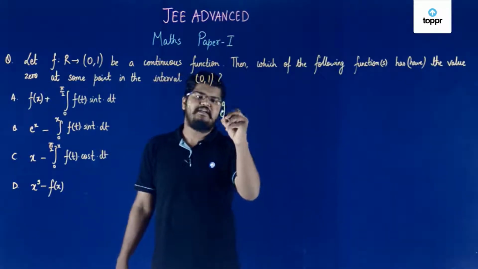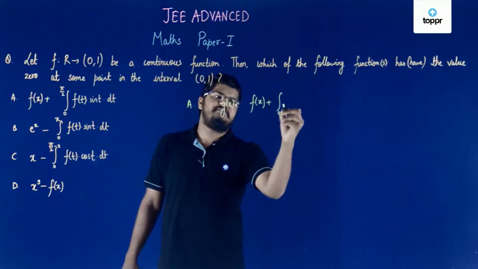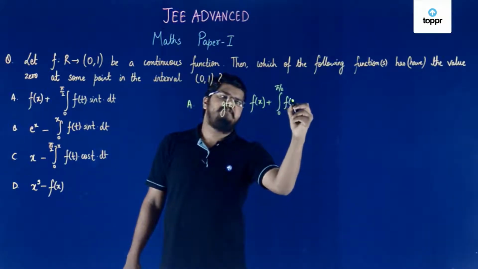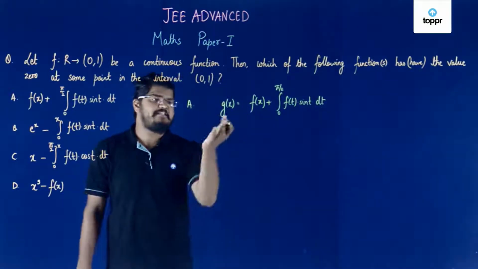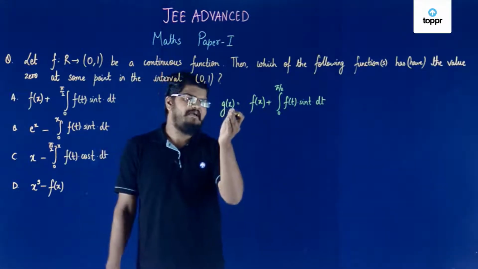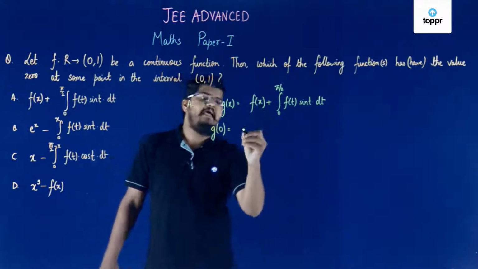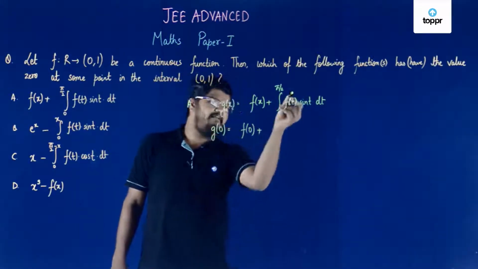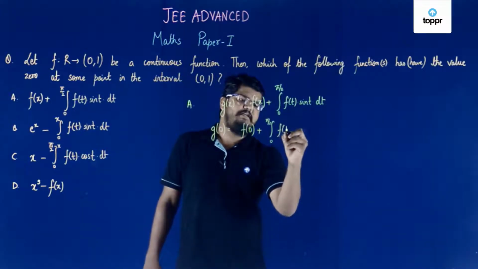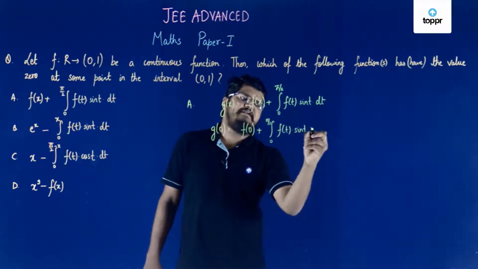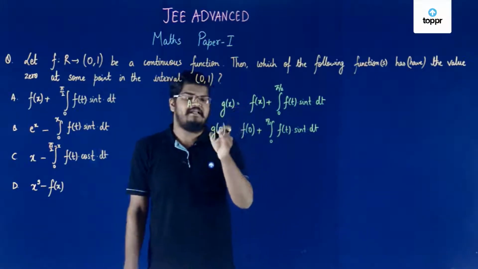We'll define this g of x as option A itself, which is f of x plus the integration from 0 to pi by 2 of f of t sin t dt. Now here in this function, if I substitute the value of x as 0, then we are going to get the value of g of 0 as f of 0 plus the integration from 0 to pi by 2 of f of t sin t dt. The point is, since x has been substituted as 0, there will be no role of x over here.